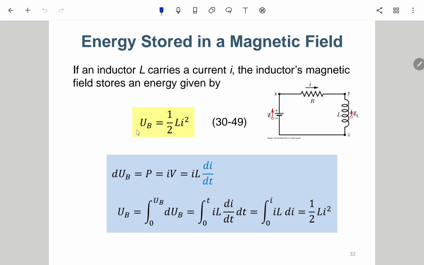So U_B will be half of L i squared. The derivation goes like this: dU_B is the power P, which is IV. And then V will be L di/dt.